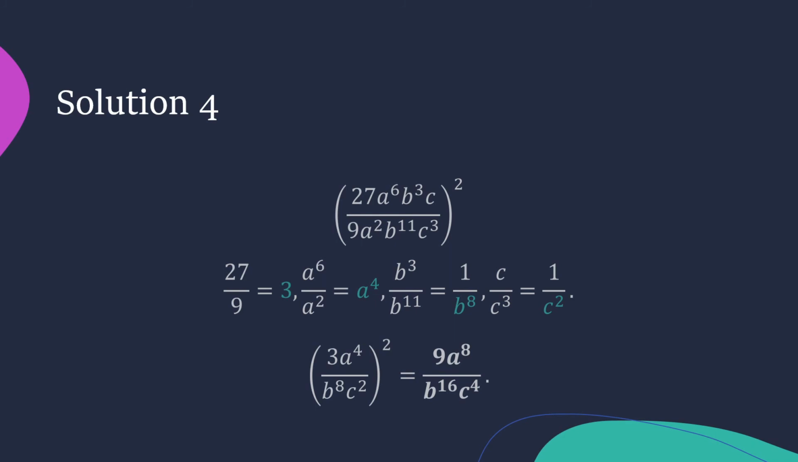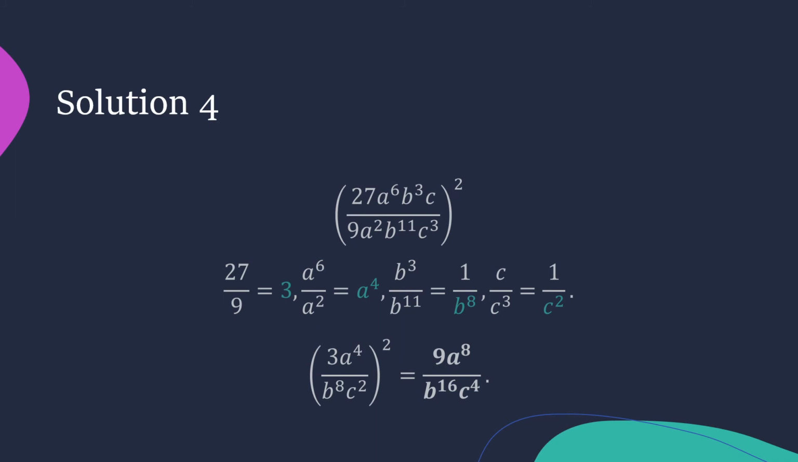And for problem 4, this is the kind of algebra problem you probably see in class more. But a good way to approach this problem is, because there are a lot of variables, you can just look at each term separately. So for the integer coefficients, we have 27 divided by 9, that's just 3. For the a terms, we have a to the 6th divided by a squared, or a to the 4th. For the b terms, we have b cubed over b to the 11, which is 1 over b to the 8, or b to the negative 8, but 1 over b to the 8 is a little bit easier to look at. And c over c cubed is 1 over c squared.